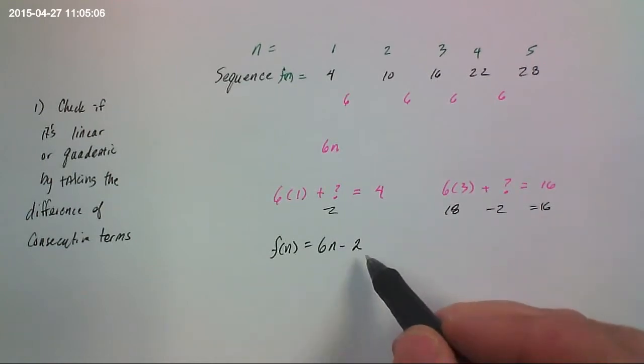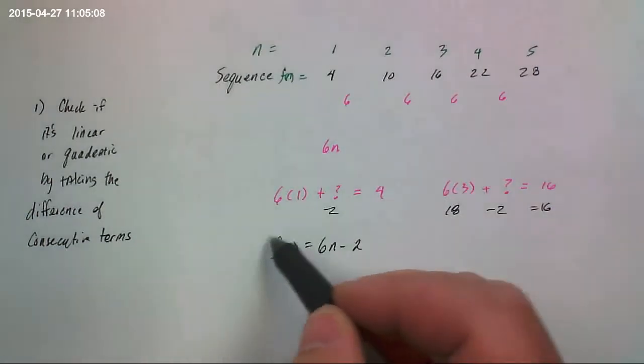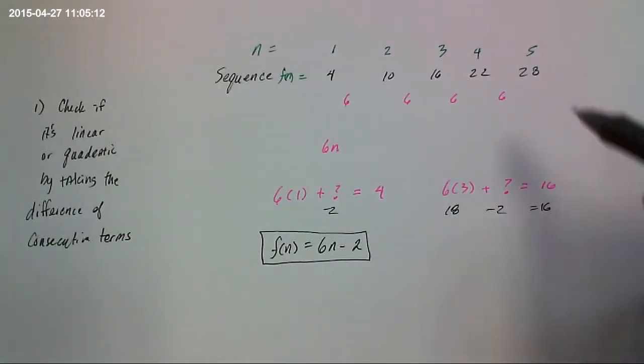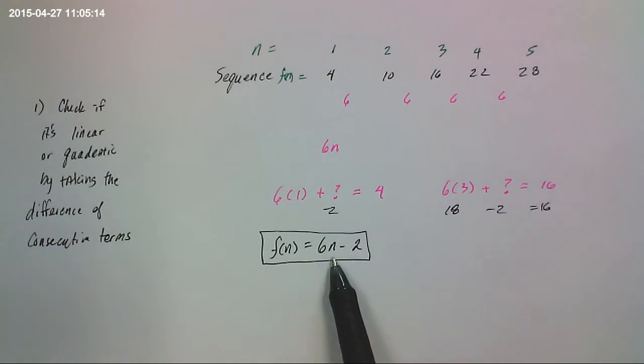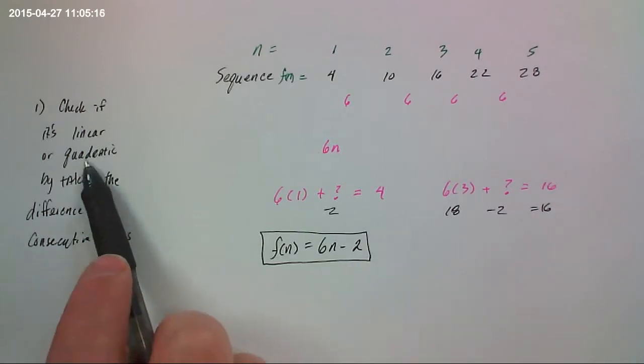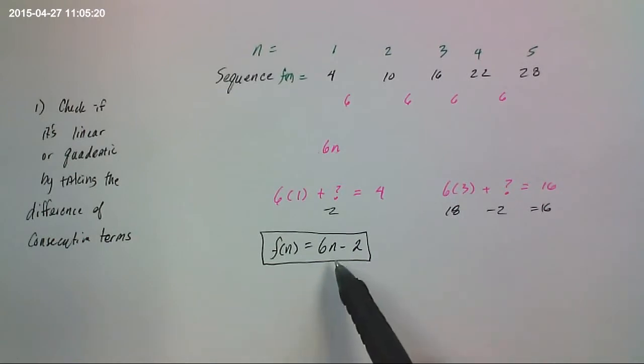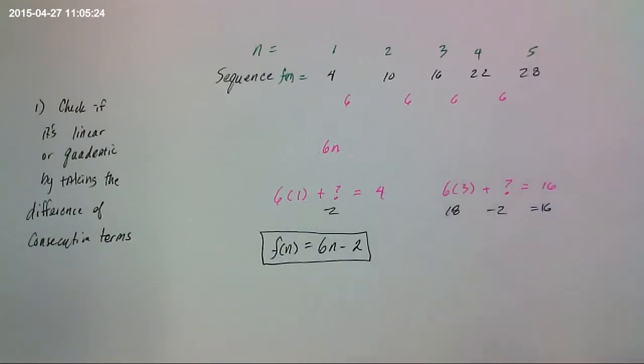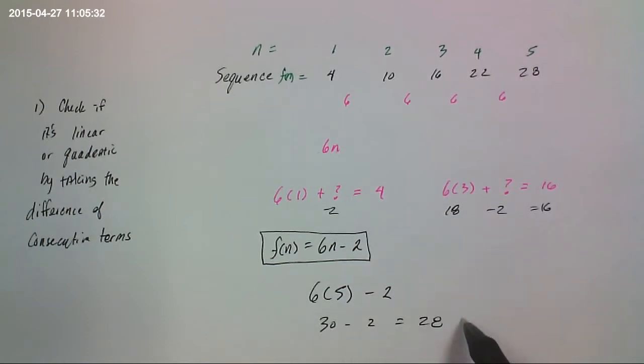This is an important skill, being able to find the linear equation for a sequence, because sometimes you have to do this even when you have a quadratic. So let's keep this in mind. One thing you want to do is check. I'm not going to use 1 or 3, I'm going to use 5. So I'm going to do 6 times 5 minus 2. That's my answer. I better get 28. 30 minus 2 is 28, so I'm good.